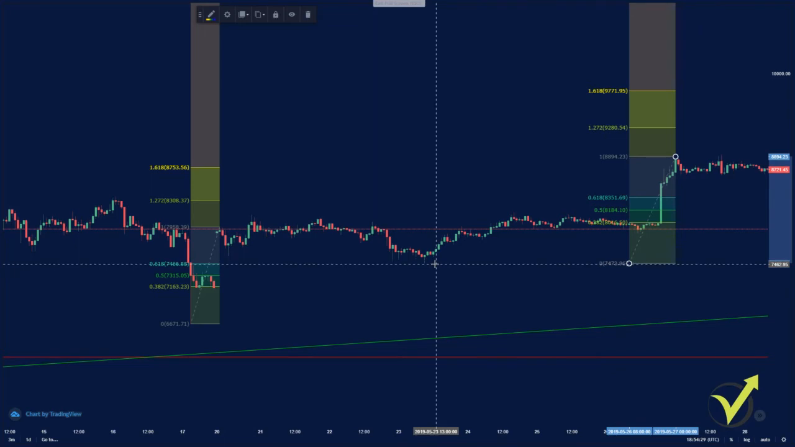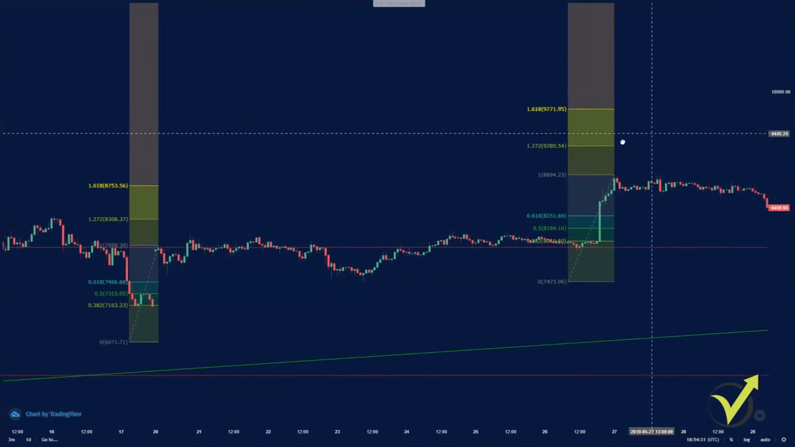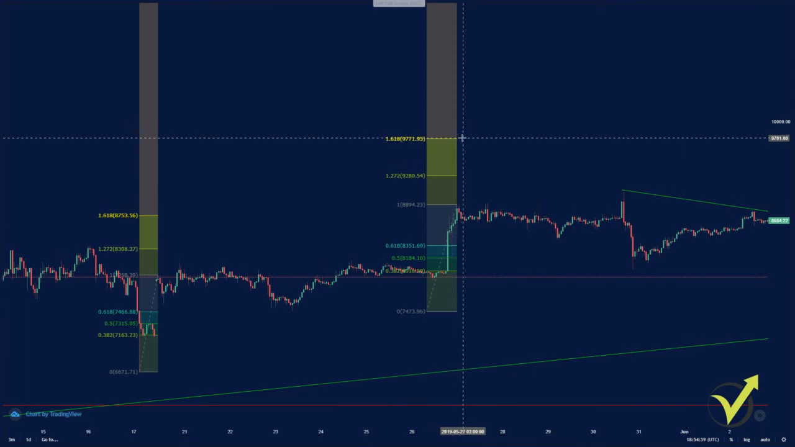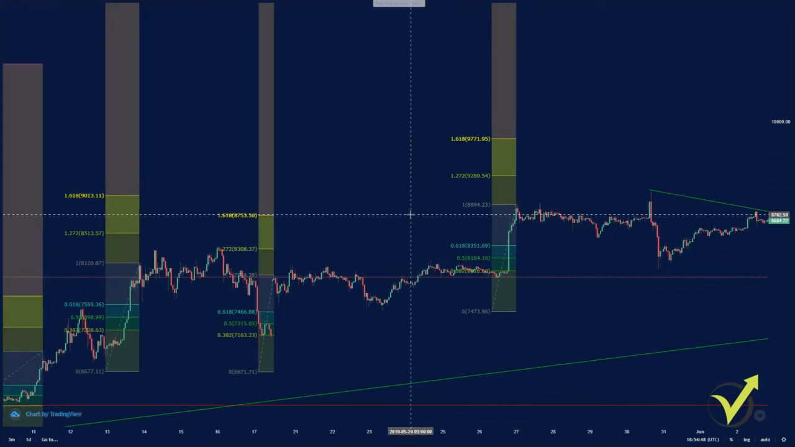So here it is, the very same level. And let's have a look at the target. It is this one over here. It's not reached, it's at 9,760, 70 approximately. Okay guys, so this is how I draw it.